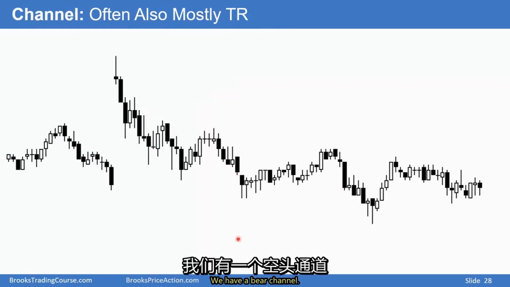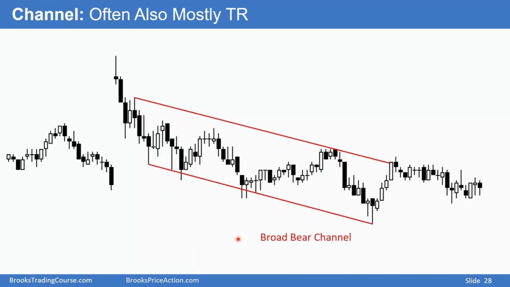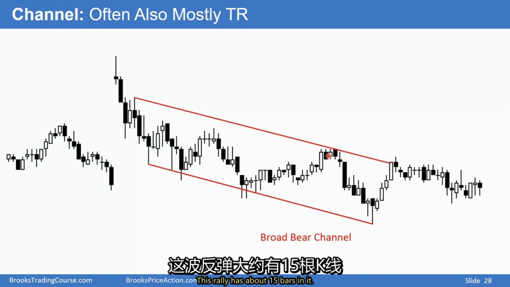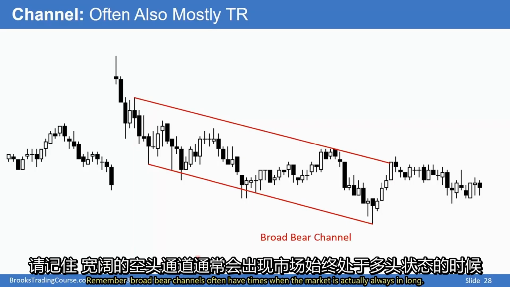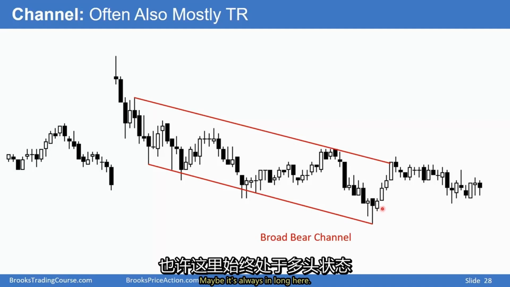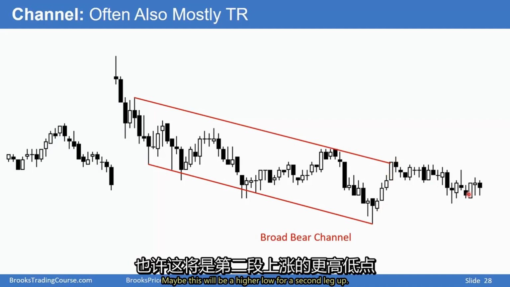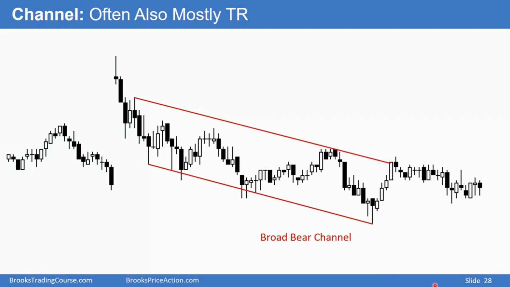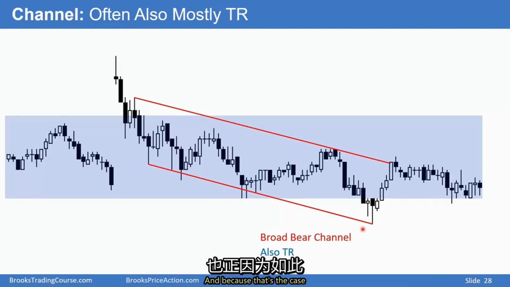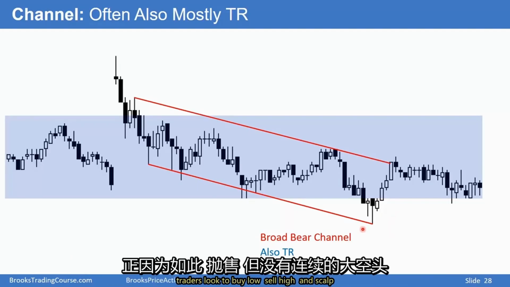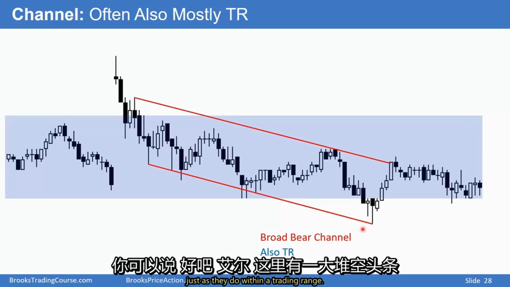We have a bear channel. Fairly broad. This rally has about 15 bars in it. This rally has 4 consecutive bull bars, but it's still making lower highs and lower lows. Remember, broad bear channels often have times when the market is actually always in long. Maybe it's always in long here. Maybe this will be a higher low for a second leg up. Most of the time, when the market's in a broad channel, it's also in a trading range. And because that's the case, traders look to buy low, sell high, and scalp, just as they do within a trading range.